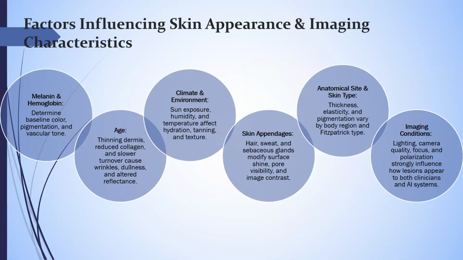So the factors influencing the skin appearance: melanin and hemoglobin. Melanin we have seen, hemoglobin we do see in our blood. For some people, we see the face is very red, isn't it? That reddish color comes because of the vascular, that is the blood vessel, the hemoglobin which is inside the blood vessel, that gives you that reddish hue or that pinkish hue that certain people have in their face. So these are the two things which are going to determine the baseline color: pigmentation and vascular tone.